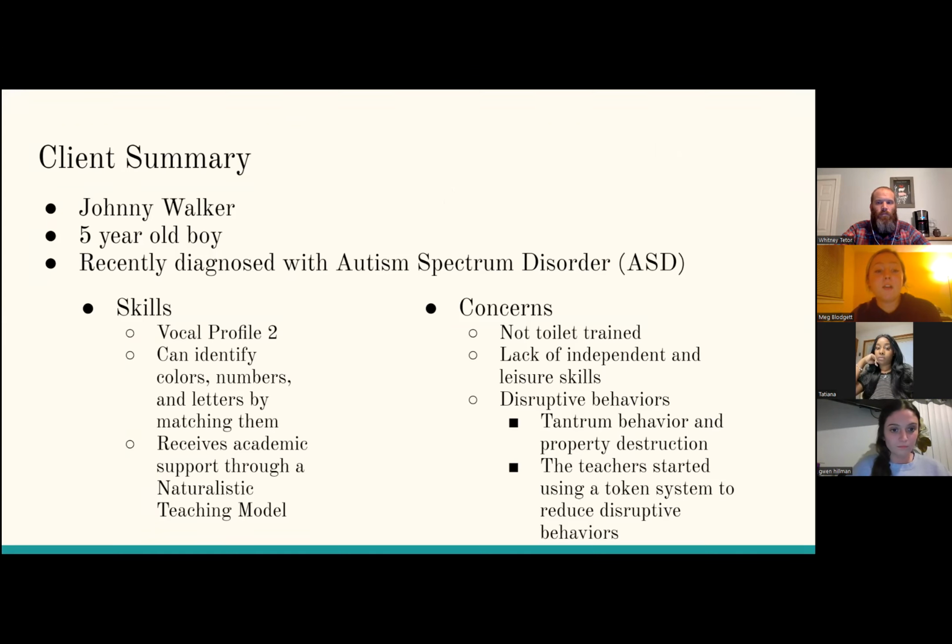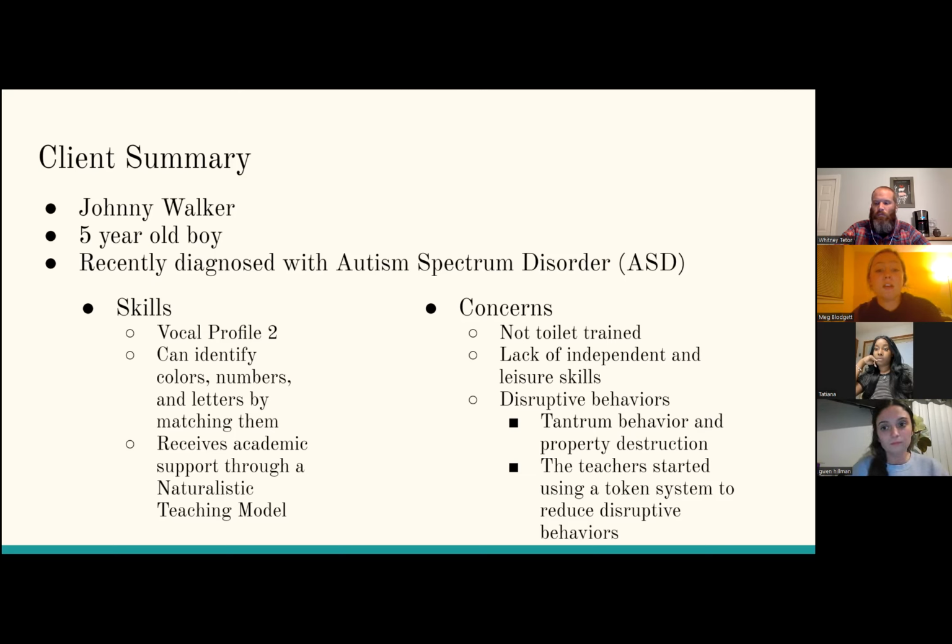Johnny can identify colors, numbers, and letters by matching them to other ones present, and currently receives most of his academic instruction through a naturalistic teaching approach. Johnny's parents and teachers are concerned that he is not toilet trained and lacks independent and leisure skills. They also hope to increase his social communication with peers and adults.